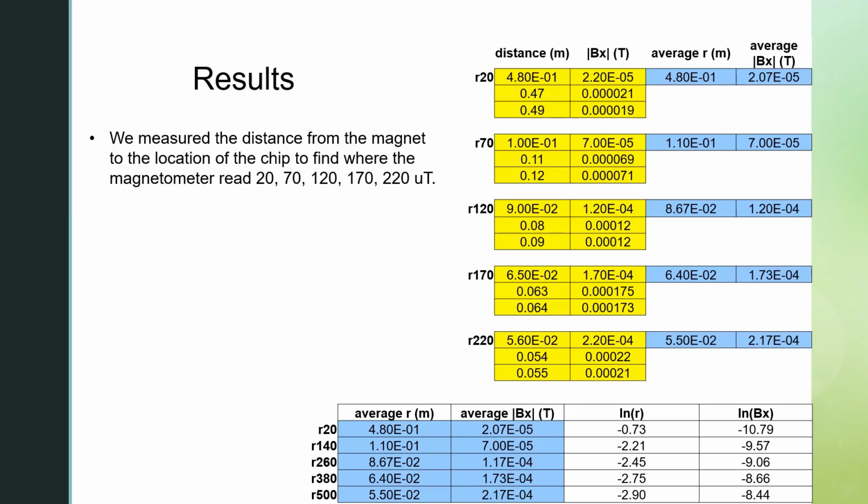Here are the results of our measurements. We recorded the magnetic field at distances corresponding to the field strengths of 20, 70, 120, 170, and 220 microtesla. The table shows the average distances and field strengths for each measurement. We also calculated the natural logarithms of the distances and field strengths to analyze the power law relationship. The slope of the line in the log-log plot gave us the exponent n equals negative 1.06, which describes how the field strength decreases with distance.